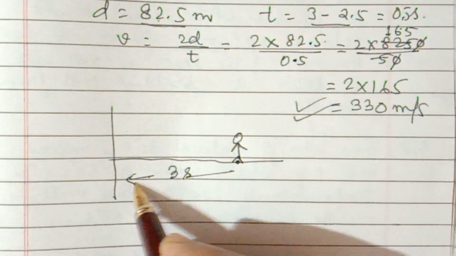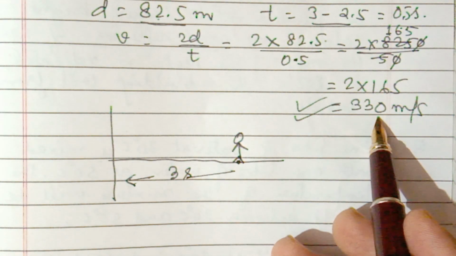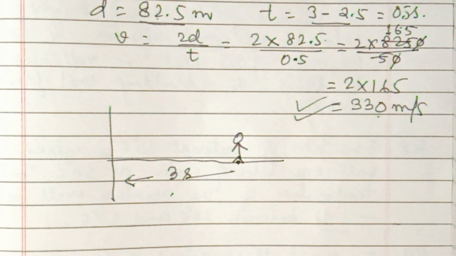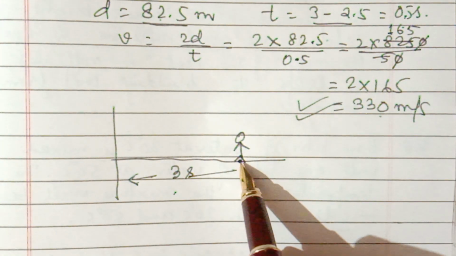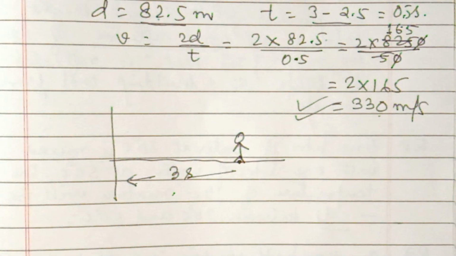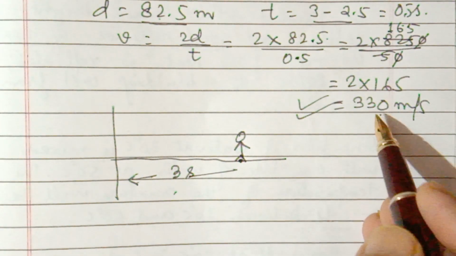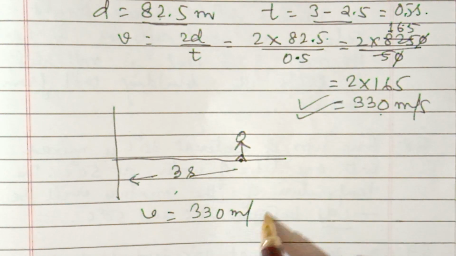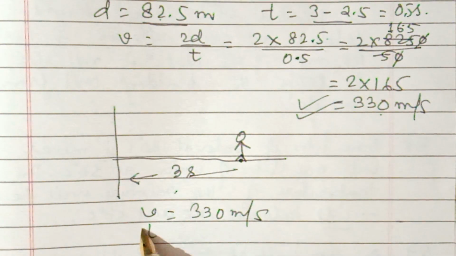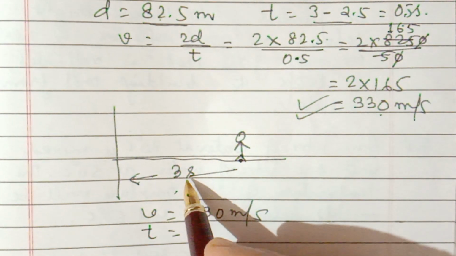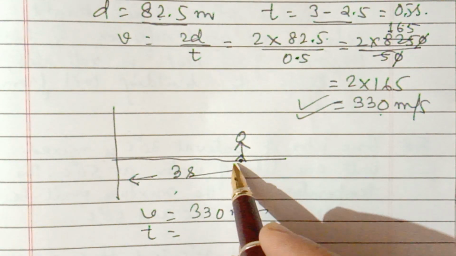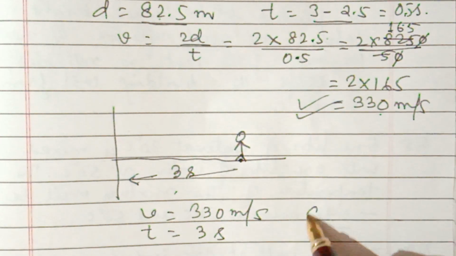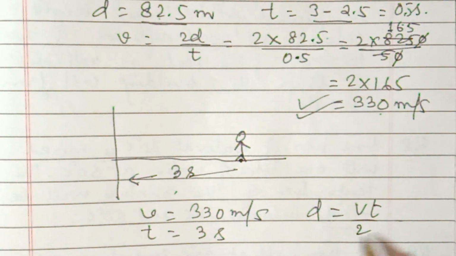So 3 seconds. Now we have velocity, we have time. Velocity will be the same whether he is at this distance or a little farther or closer. So speed will be the same. So v is given, 330 meter per second, which we got in the first part. Time initially, so why are we taking 3? Because the question is asking what the distance was initially. So 3 seconds we will take. So d is equal to vt by 2.